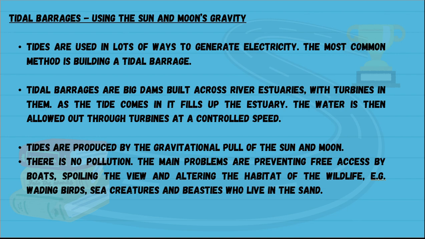Tides are produced by the gravitational pull of the sun and moon. There is no pollution. The main problems are preventing free access by boats, spoiling the view, and altering the habitat of the wildlife. For example, wading birds, sea creatures, and beasties who live in the sand.